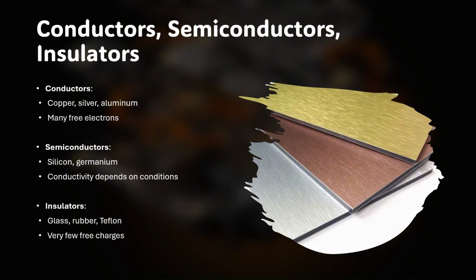Comparing materials. Metals like silver, copper, and aluminum have very low resistivity and high conductivity. Semiconductors such as silicon have much higher resistivity, but their behavior can be controlled. Insulators like glass and rubber have extremely high resistivity and allow almost no current to flow.